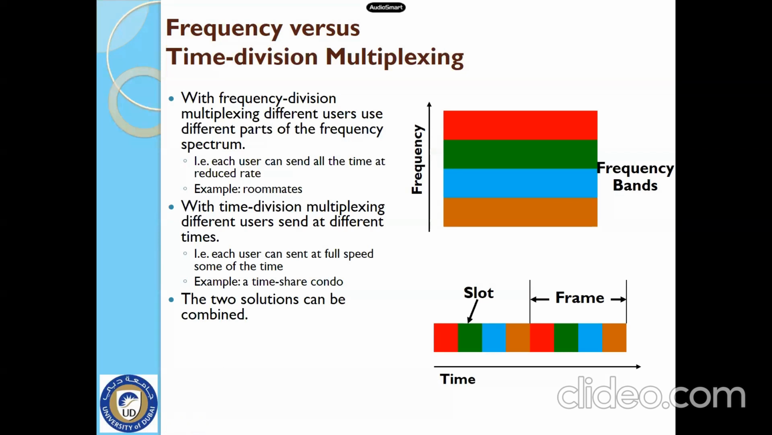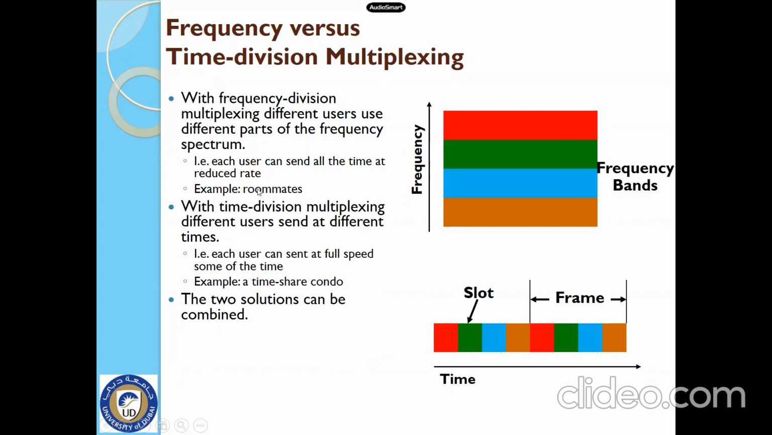Now with time division multiplexing, users can send at different times, like this one here. So this is source A, B, C, D. Source A gets to send the signal, then B, C, D, and so on. This whole thing of all sources together is called a frame. So each user can send at full speed, but for a limited amount of time, like a timeshare condo. The two solutions can be combined, but that's going to be complicated technology.